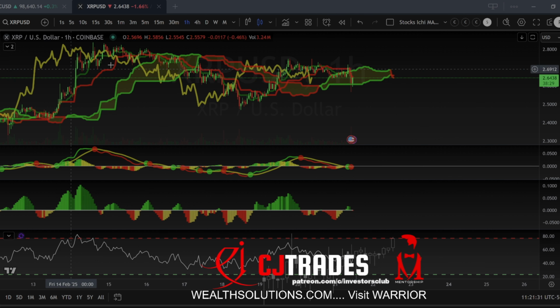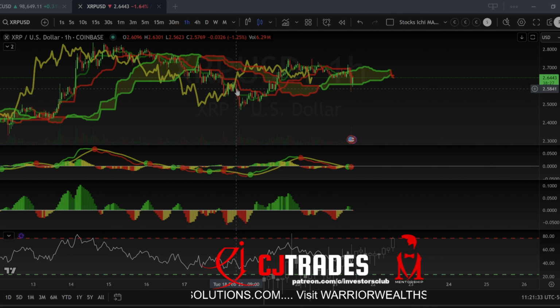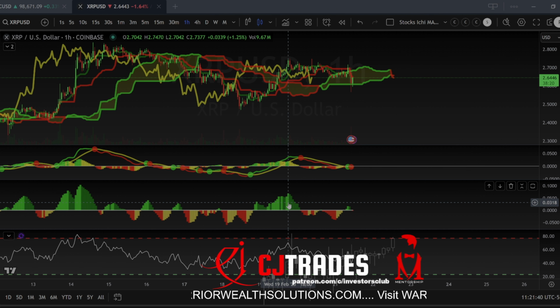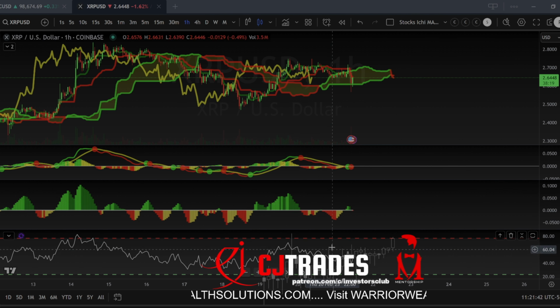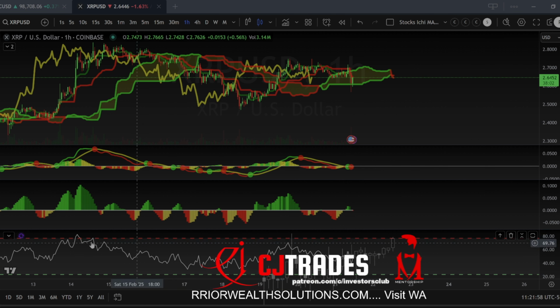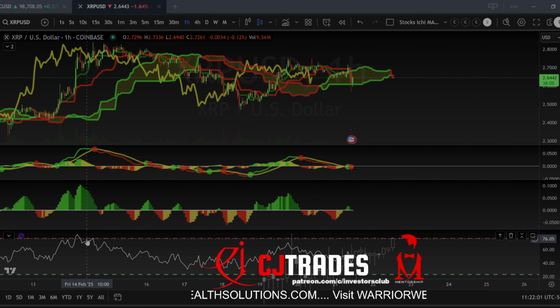I'm running an Ichimoku indicator with a MACD, a BSS, basically buy sell cross oscillator, and then an RSI set to, I think I got mine set to 75 and 20, maybe 25. No, 75 and 20. You can also set it up to 80 and 20, and that will give you a little bit bigger range so that you don't really get faked out as much.